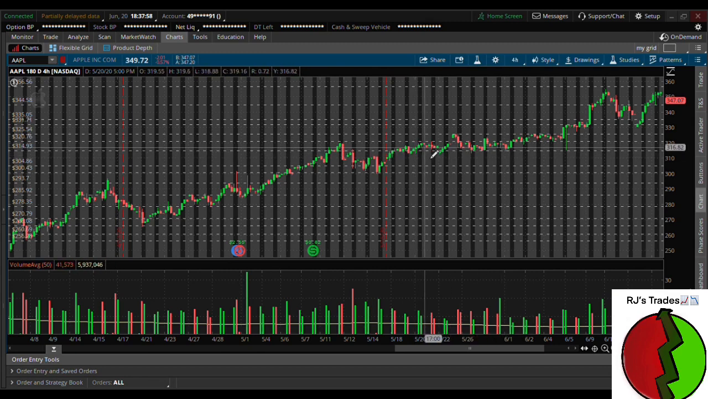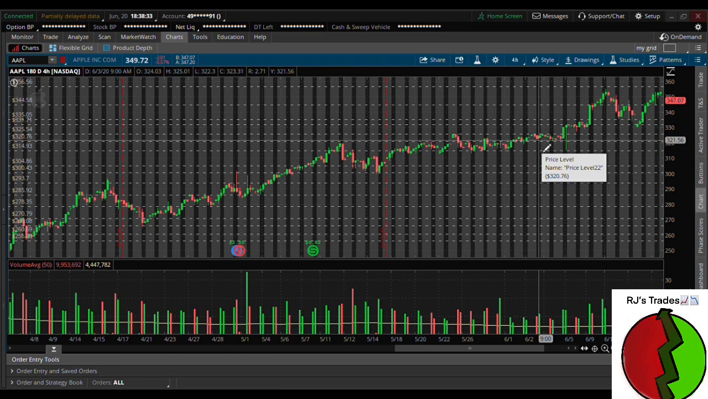So let's say you would have gotten into Apple right here at 317, and you would have wondered, why was Apple not going above 320? Well, let's look back at my chart here. You see there's a resistance at this 320 level. So that's why. That's why you want to know, where is my stock going next?